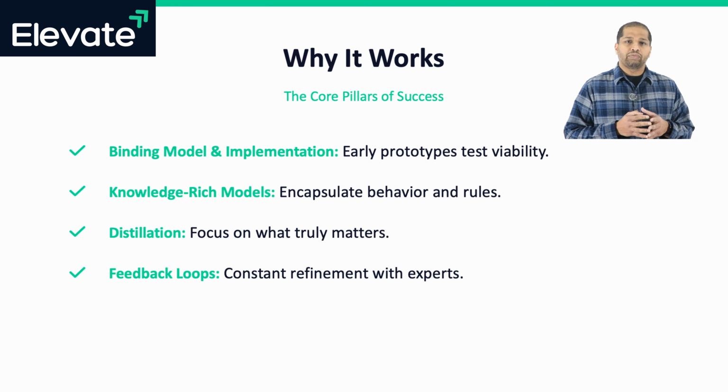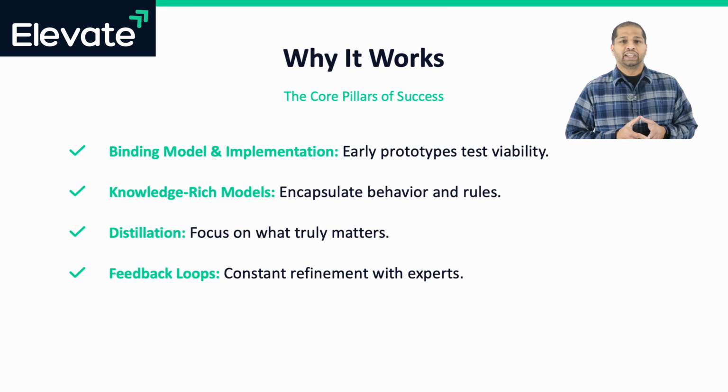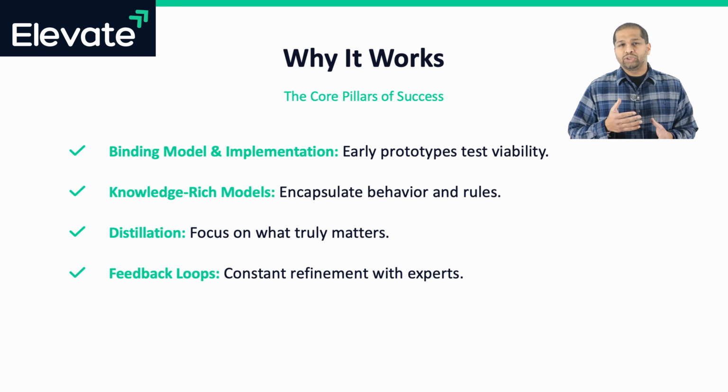Second, we aim for knowledge-rich models. The objects shouldn't just be containers for data. They should know the rules of the business. Finally, we distill. We don't model everything, only what is essential. This creates a virtuous cycle where the model gets better as our understanding deepens. This continuous refinement with experts leads to deeper insights.